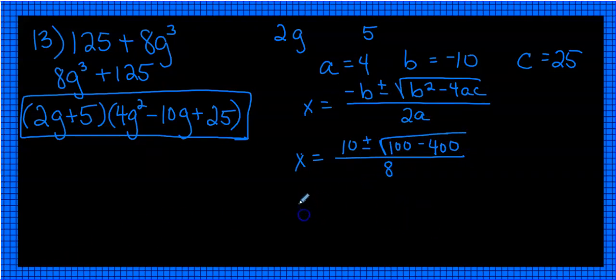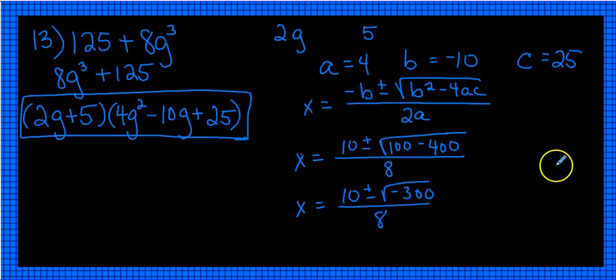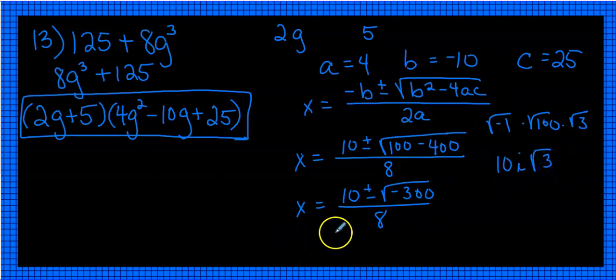All right, so let's keep working. X equals 10 plus or minus. This is going to be the square root of negative 300. And that's all over 8. Okay, so let's think about what the square root of negative 300 is. Square root of negative 300 is going to be the square root of negative 1 times square root of 100 times square root of 3. Okay, so square root of negative 1 is i. Square root of 100 is 10. So that's going to be 10i root 3. All right, so let's rewrite this one more time. X equals 10 plus or minus 10i root 3 over 8.